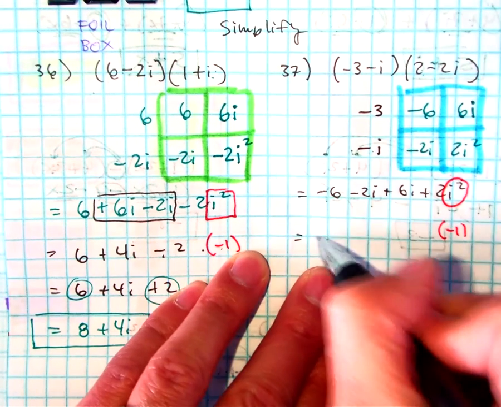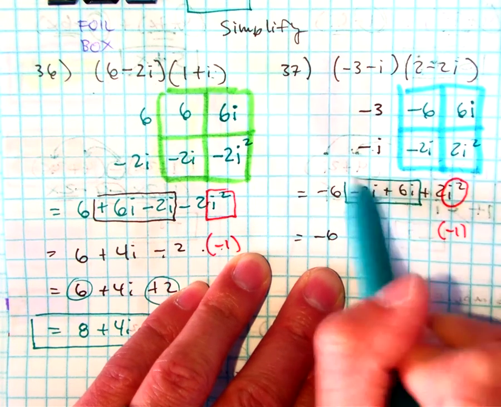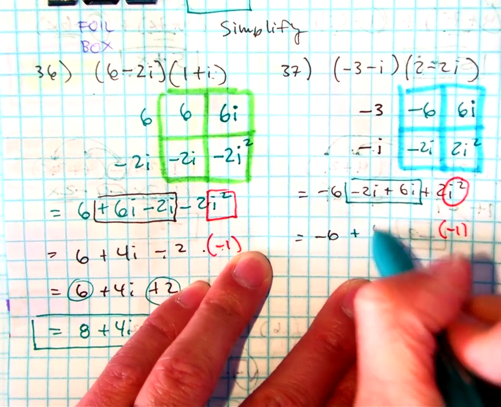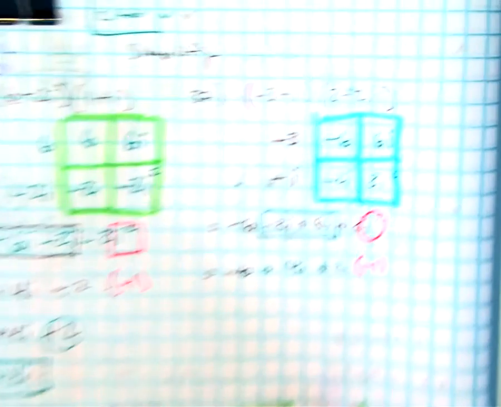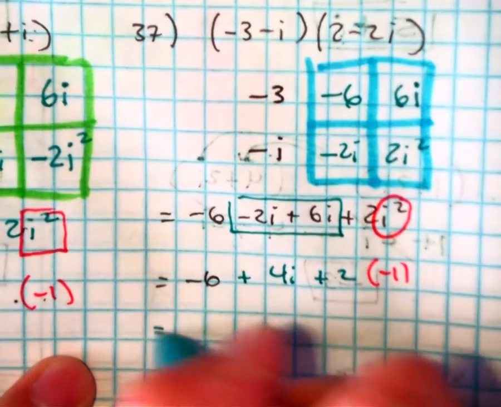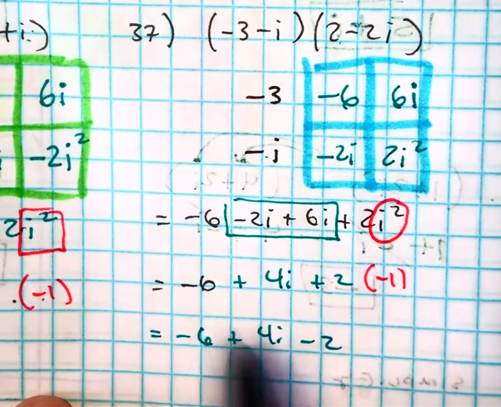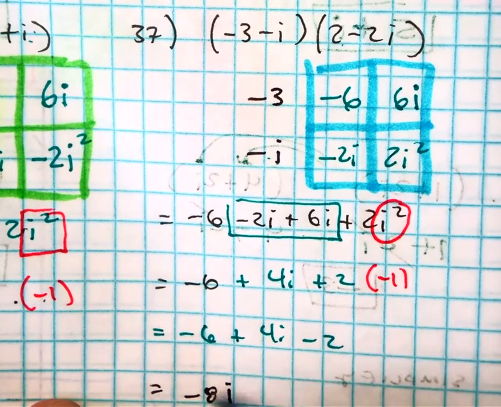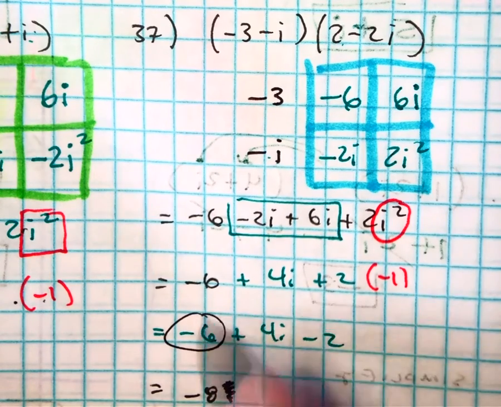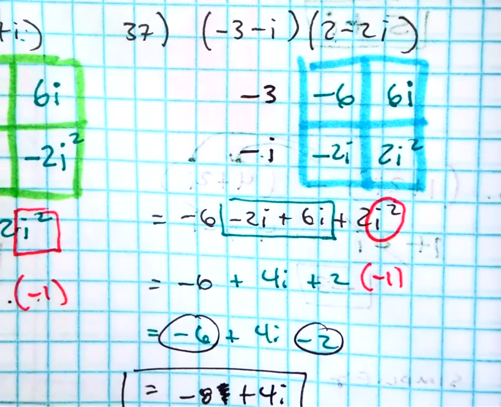So I have negative 6. Class, if I combine like terms here, what do I get? Plus 4i. And this will be 2 times negative 1. And 2 times negative 1 is? So I have negative 6 plus 4i minus 2. And our answer becomes negative 8. Try that again. Negative 8 plus 4i. And that'll be our answer. Take your time, multiply, then add.